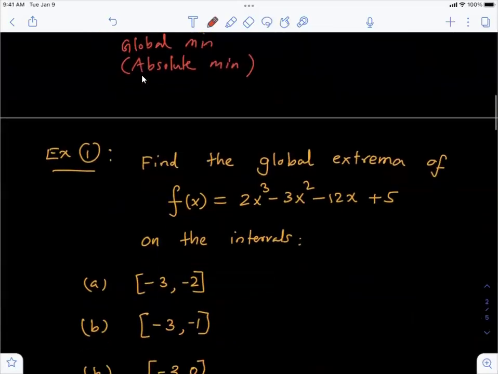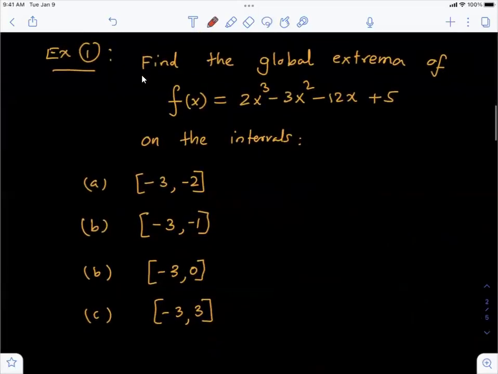Now, let's start with an example. It's this simple. Find the global extrema of this given function on the interval -3 to -2, and then -3 to -1, -3 to 0, and -3 to +3. Now, let us see how we're going to deal with this. We are going to analyze each and every one of these cases separately. Each case counts as a separate problem.